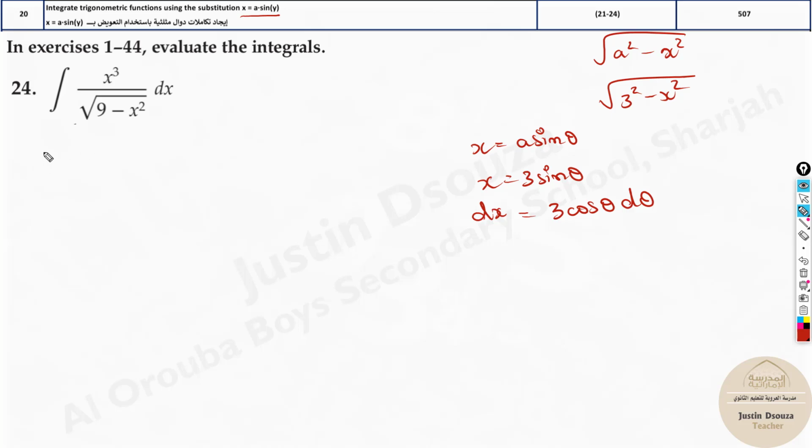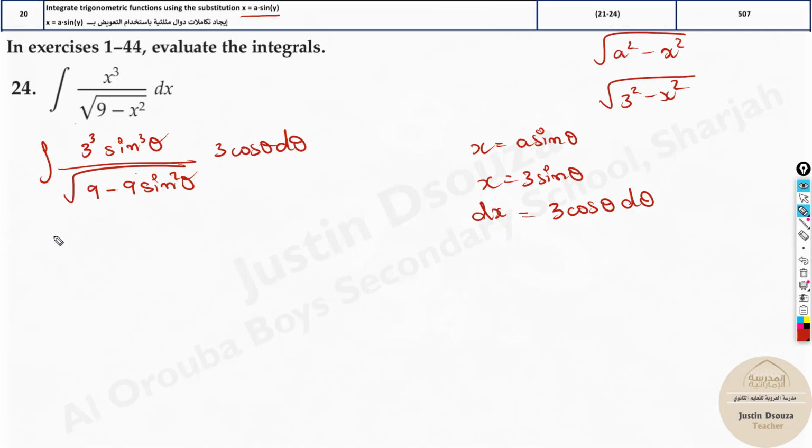Now let's substitute everything back. It'll be the integral of x squared, which is a squared, I won't write that, I'll write 3 cube, and we have sine cube theta. I did not write the whole cube, I just split the cubes directly. And over here we have 9 minus, what is over here? It is again 9, because 3 squared is 9, sine square theta. And what is dx? dx is 3 cos theta d theta.